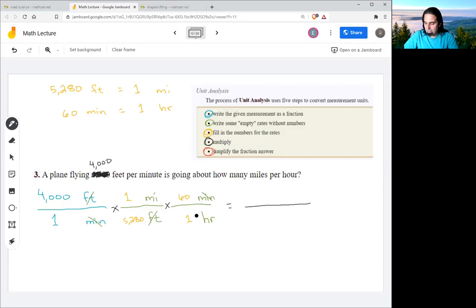So 4,000 times 1 times 60. That's going to be 4 times 6 is 24 with 4 zeros after it. And the only label that's left on top is miles. And on the bottom, 1 times 5,280 times 1, all the times 1s don't change it. It stays 5,280. And the only label that's left on the bottom is hours.